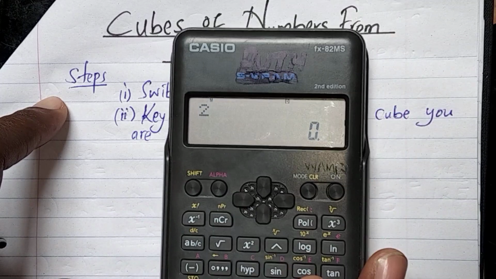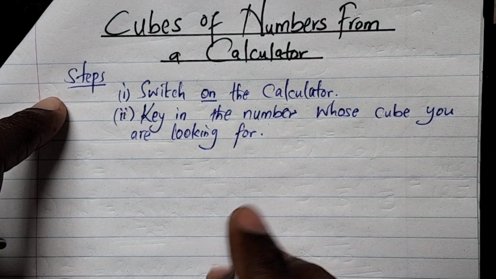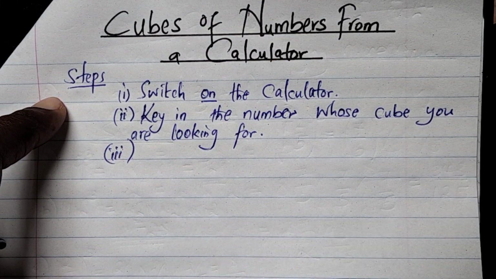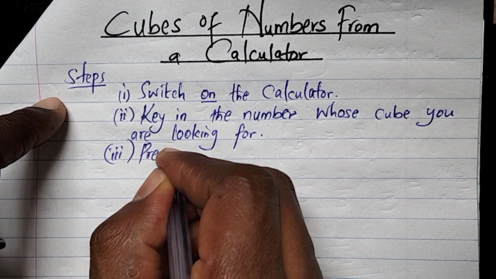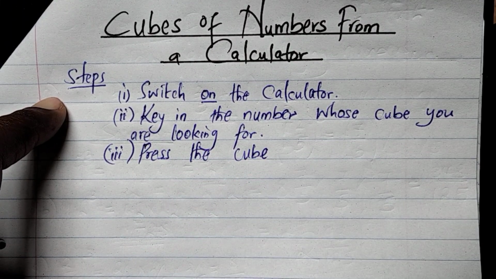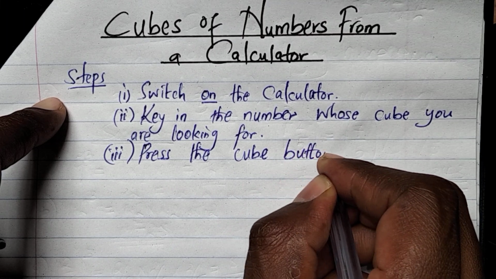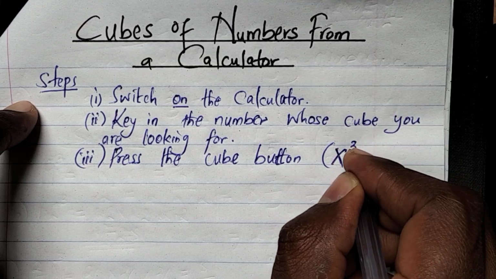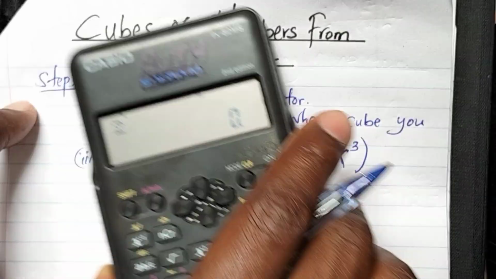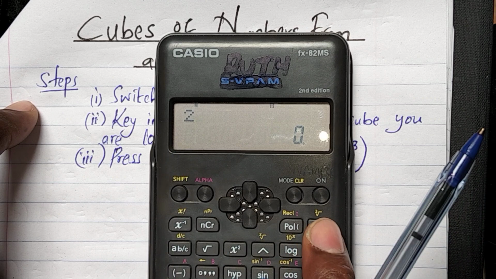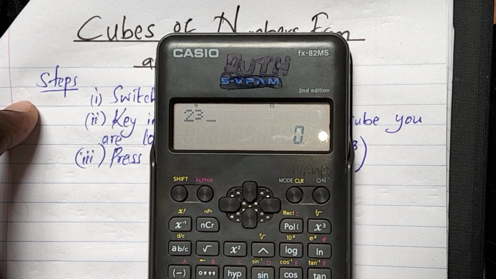Step 3, the third step, Roman 3, press the cube button. The cube button is noted by x power 3 like this. So we have it slightly below the on button. I already have my 2 there. I would press cube, then what you have is 2 cubed.